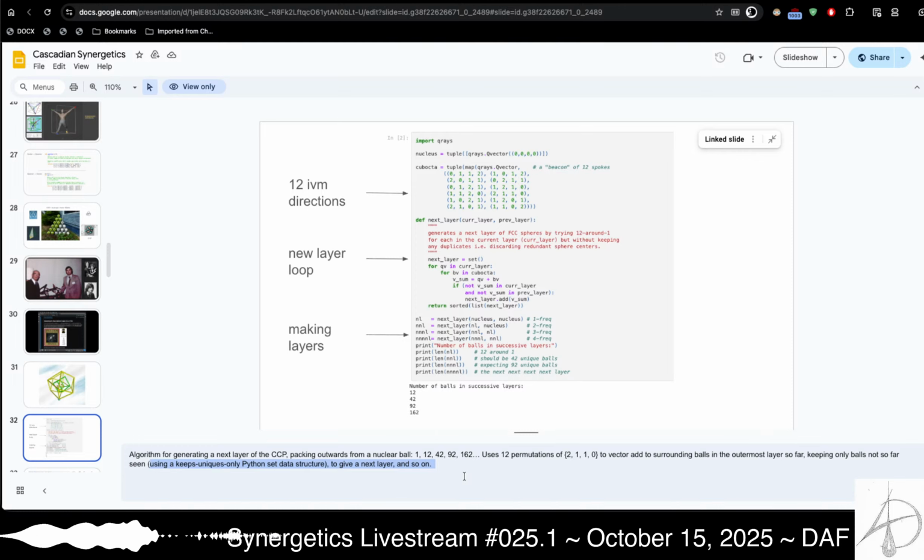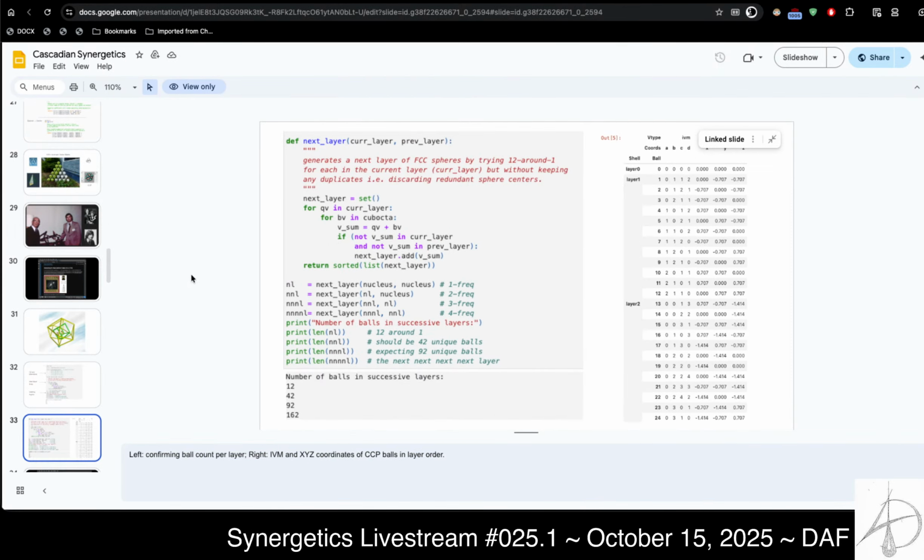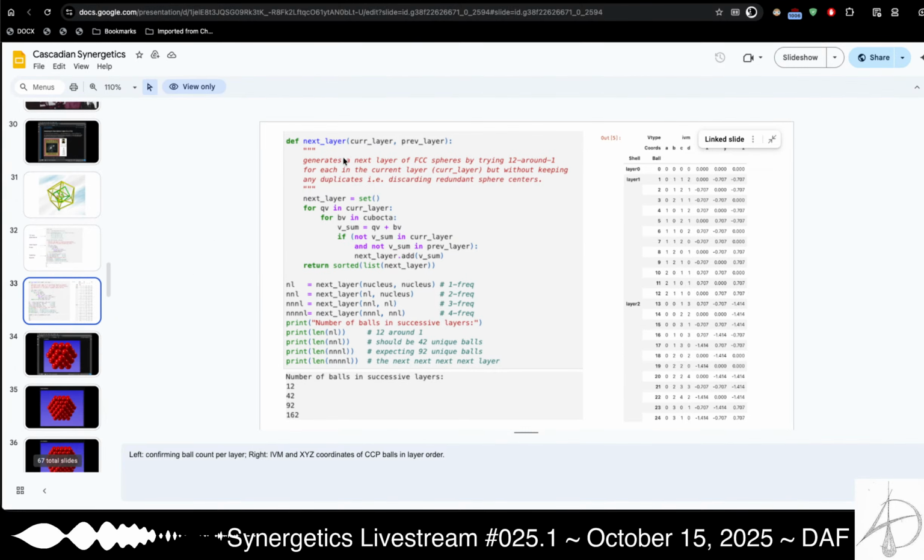So this is just to show that you can be within a given shell, whether it's just one sphere at the origin, or whether you're at a higher frequency already, and then you can iterate until you saturate that next shell, and they're all visitable using this 0, 1, 1, 2 addition. Here is the next layer function, which is a function of the current layer and the previous layer, and it's a confirmation that the number of balls in the successive layer has that nuclear patterning 12, 42, 92, 162.